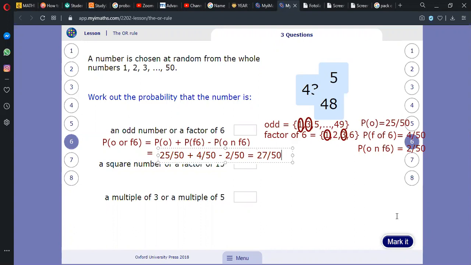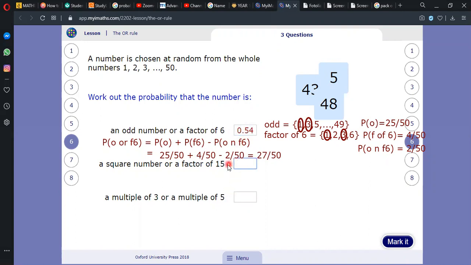So when you solve that for your 27 over 50, you can see that the format of our answer here, they expect us to have it in decimal. So we're going to take it to decimal. And when we take 27 over 50 to decimal, we simply get 0.54. So this is 0.54. Okay, moving on.